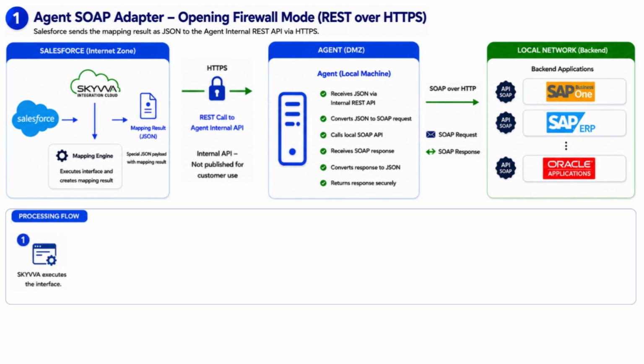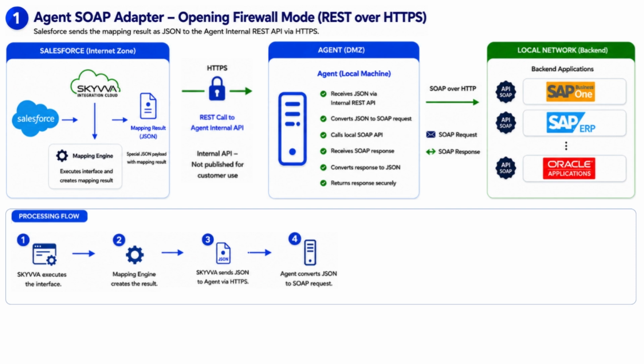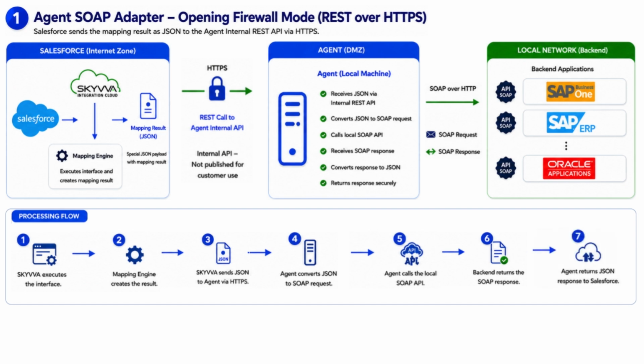Processing flow. Let's walk through the complete process. Step 1. SKYVVA executes the outbound interface. Step 2. The mapping engine creates the mapping result. Step 3. SKYVVA sends the JSON payload to the agent using HTTPS. Step 4. The agent converts the JSON payload into a SOAP request. Step 5. The agent calls the local backend SOAP API. Step 6. The backend system processes the request and returns a SOAP response. Step 7. The agent converts the SOAP response back to JSON and returns it securely to Salesforce.